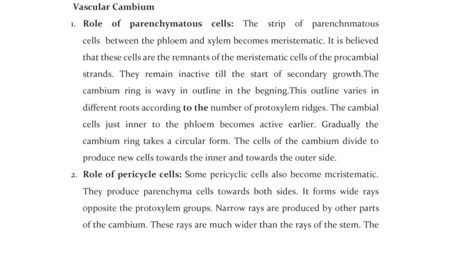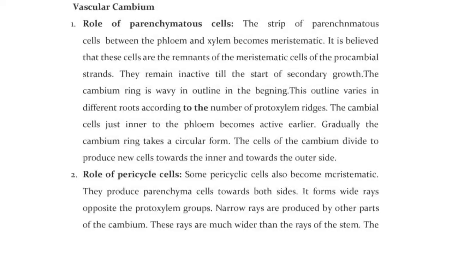Vascular cambium. 1. Role of parenchymatous cells. The strip of parenchymatous cells between the phloem and xylem becomes meristematic. It is believed that these cells are the remnants of the meristematic cells of the procambial strands. They remain inactive till the start of secondary growth. The cambium ring is wavy in outline in the beginning. This outline varies in different roots according to the number of protoxylem ridges. The cambial cells just inner to the phloem become active earlier. Gradually the cambium ring takes a circular form. The cells of the cambium divide to produce new cells towards the inner and towards the outer side.